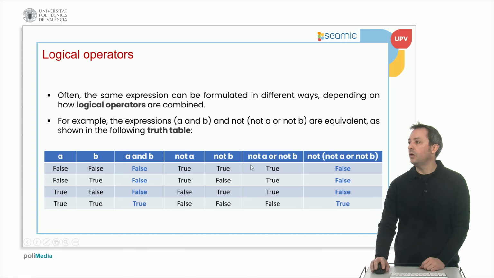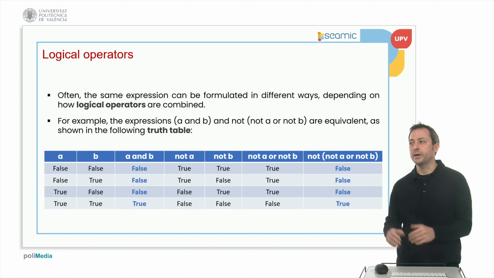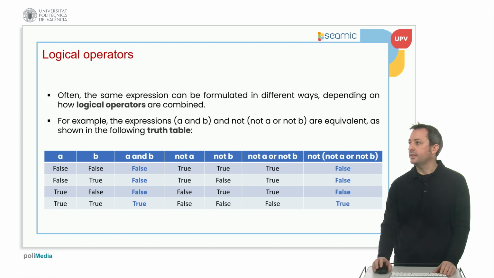The operation OR will return false only in case that both conditions are false. So, if A is false and B is false, the OR operation returns false. Otherwise, if one of them is true or both are true, the OR operator returns true. And the NOT basically returns the opposite of the value. So, if A is false, NOT A returns true.